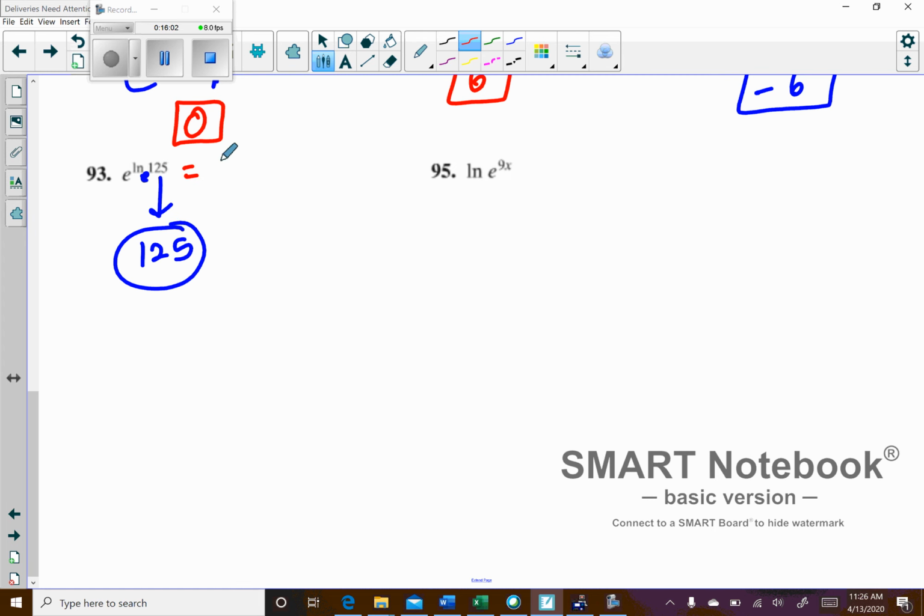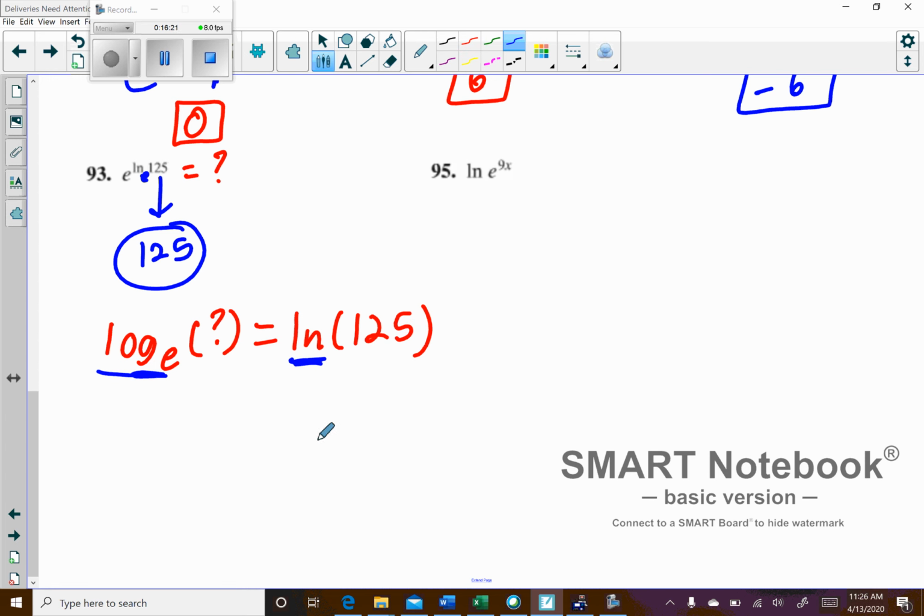So let's say, okay, what does this equal? We don't know. Let's convert this to log form. So what we're going to do is we're going to have log base e of I don't know equals the natural log of 125. Okay, so what you want to know is these two things are the exact same. Log base e is the same thing as natural log. So in this parentheses, we don't know what it is, but if we want this to be equal, it must be the same as what we have over here. So it must be 125.